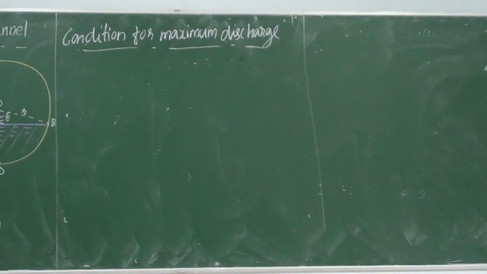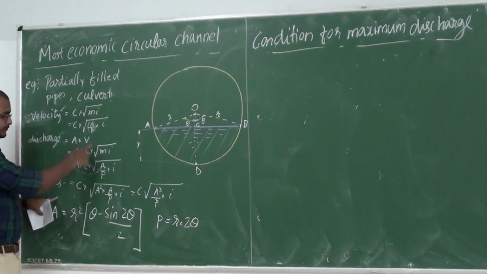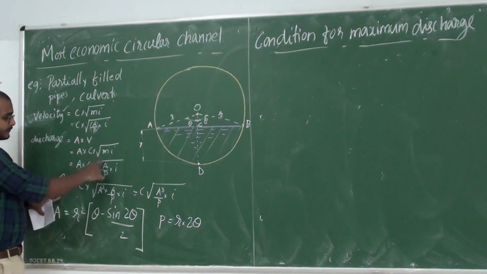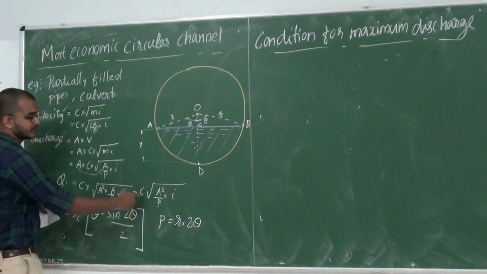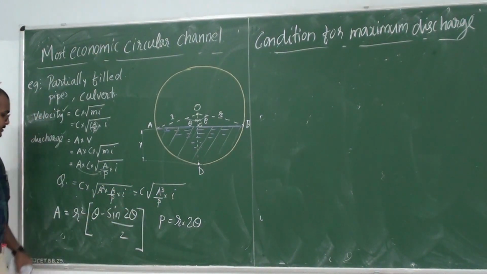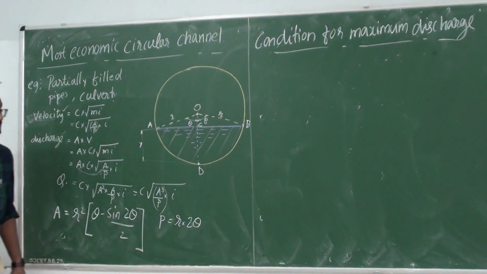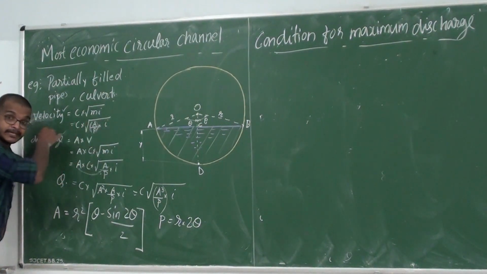So the discharge Q is equal to area and velocity. Velocity is equal to Chezy's constant C into the square root of m i, where m is A by P. If we bring this area into the square root, then we will get the discharge Q equal to C into square root of A cube by P into i. That means the discharge is maximum when A cube by P is maximum. The velocity is maximum when A by P is maximum.